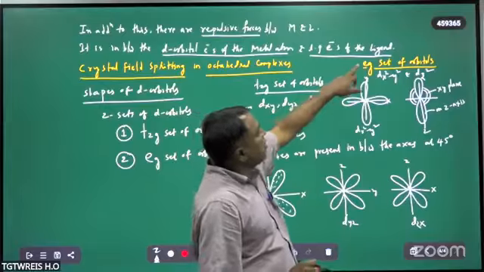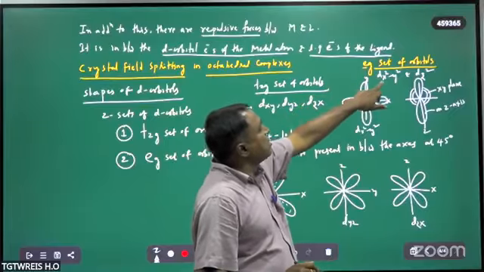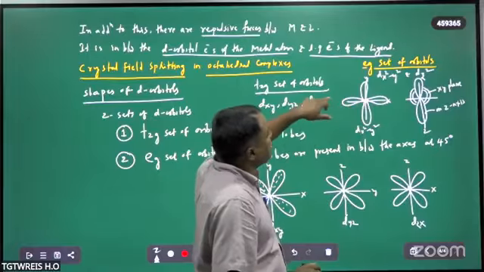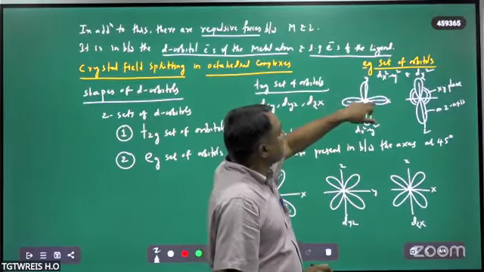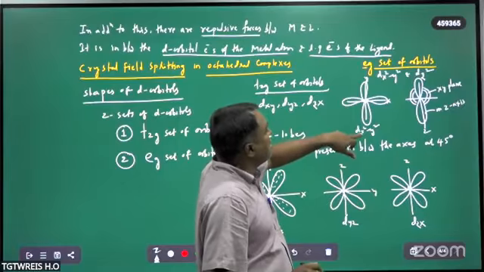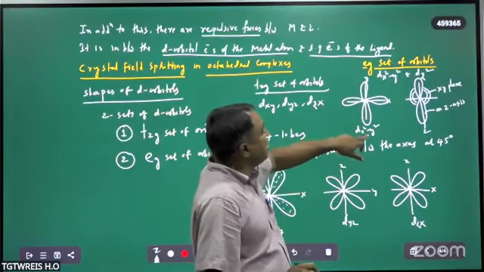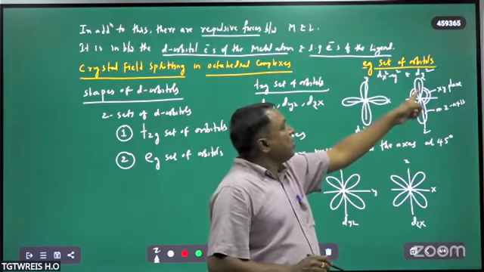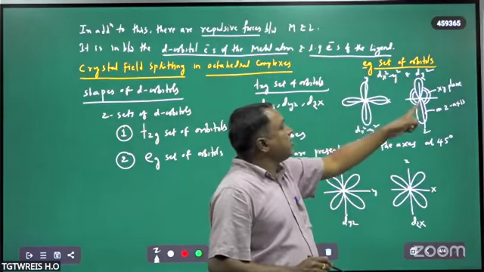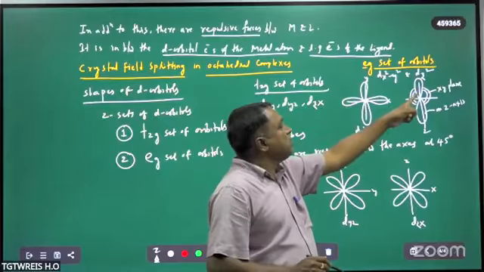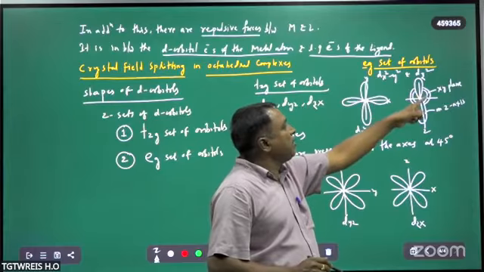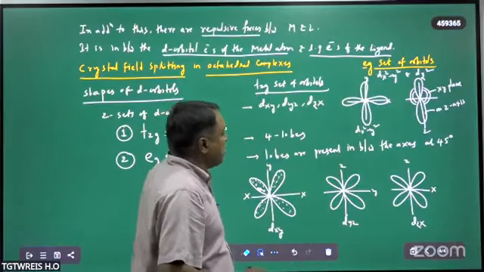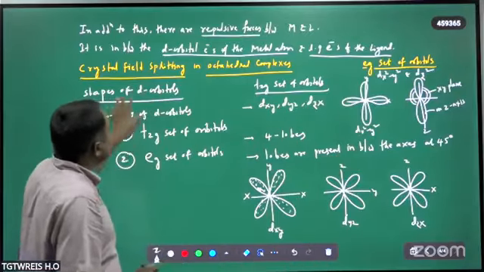This is the second type, the eg set of orbitals. These are dx square minus y square and dz square orbitals. Lobes are present along the axis, along the x and y axes. That's why this is dx square minus y square. This is the dz square. In this, along the z axis there are two lobes, and in the xy plane we have one ring. This is the dz square orbital. So this is about the shapes of d orbitals.